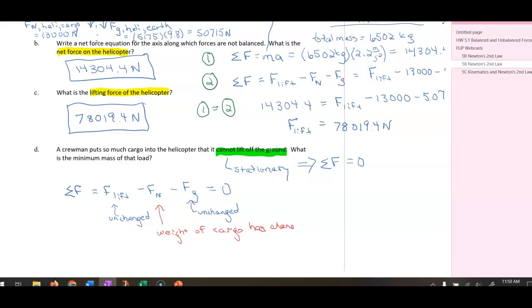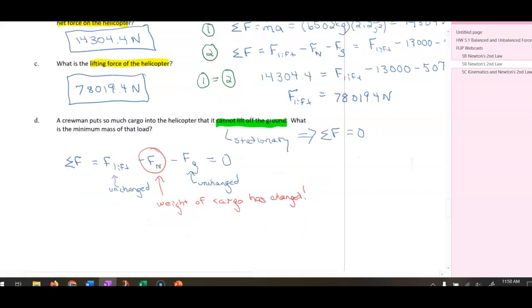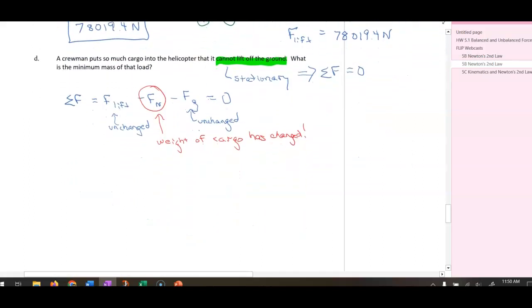Because the amount of cargo, the mass of the cargo has changed. So that's what I'm going to be solving for. Okay, so let's see here.